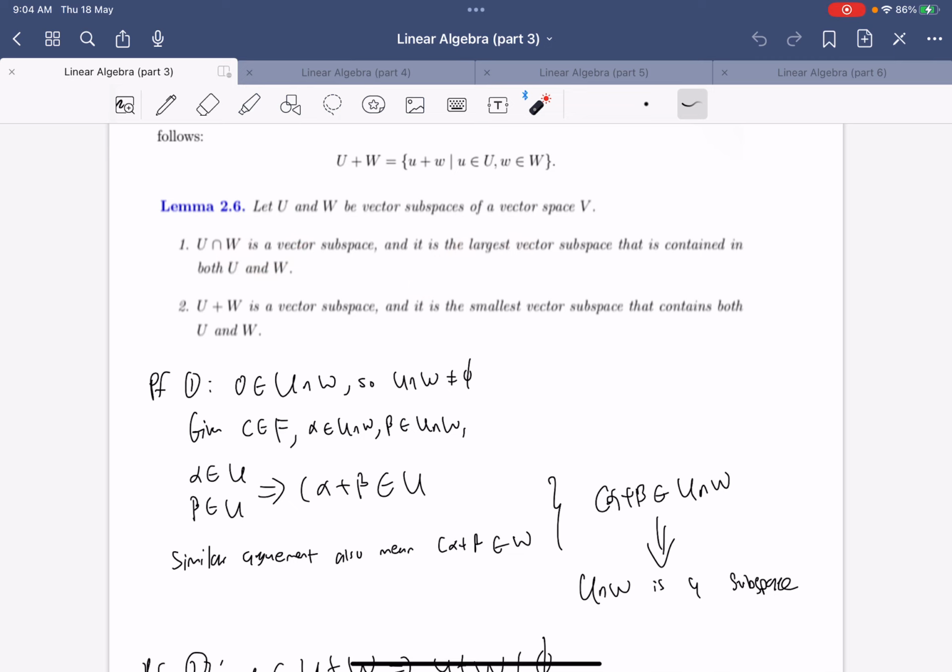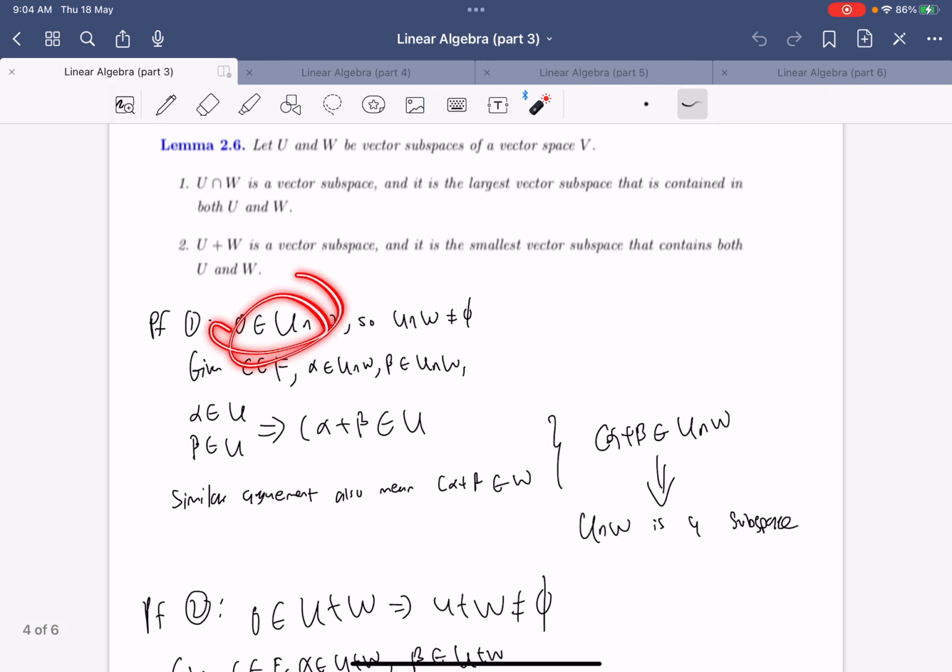So the proof follows: 0 will of course be an element of U intersect W, so U intersect W is non-empty. And we take a scalar c and vectors alpha and beta inside this U intersect W. Because alpha and beta are both in U, c alpha plus beta is an element of U, since U is a vector subspace. Similarly, c alpha plus beta will also be an element of W. This implies that c alpha plus beta is an element of U intersect W, which then implies that U intersect W is a subspace.